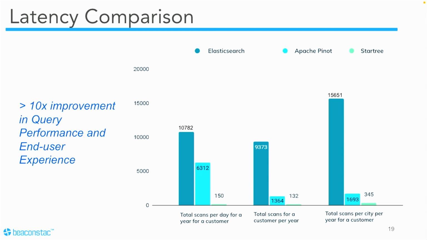Latency comparison. As you can see on the graph, the dark blue bars represent the Elasticsearch query runtime. For the 3 queries that we have on this graph, it took between 10 to 15 seconds. And the light blue bar is Apache Pinot with no indexing, where the max runtime is reduced to 6.3 seconds. And with indexing, it further reduced to less than a second.